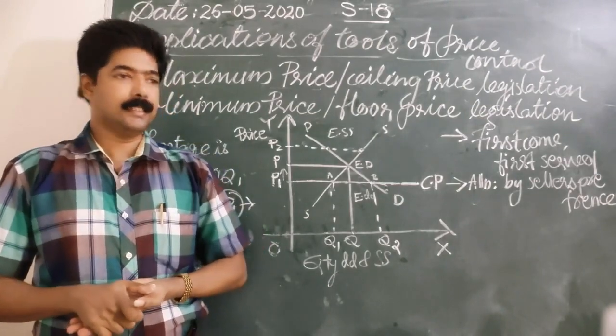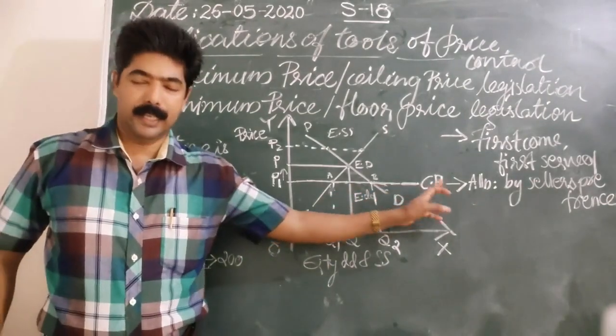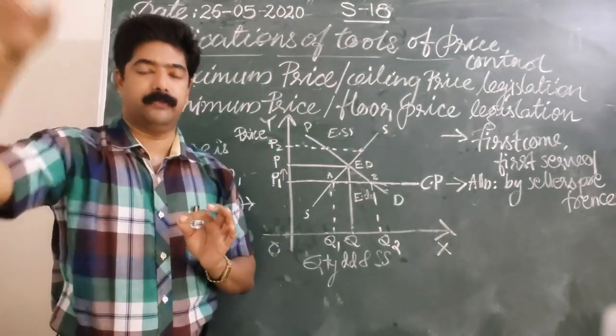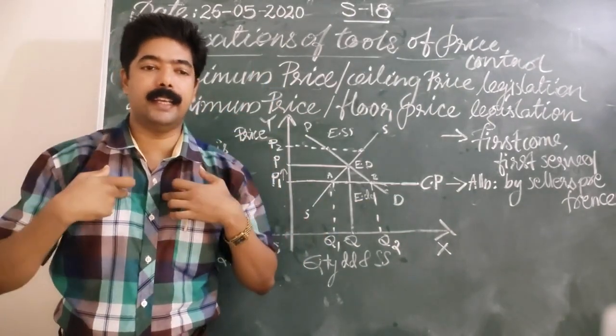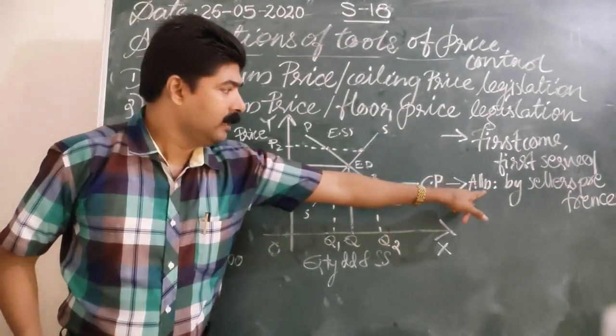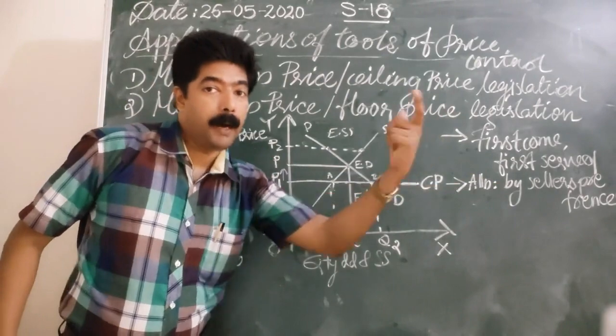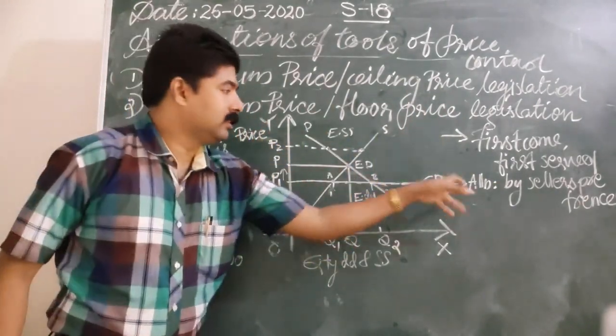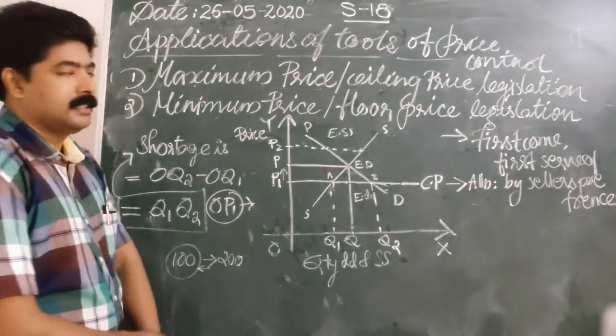So it is the right of the producer that they can decide to whom to serve. It is my desire. It is my preference. So this is allocation by the seller. So the seller can distribute. Okay. So this is the third one, ration.